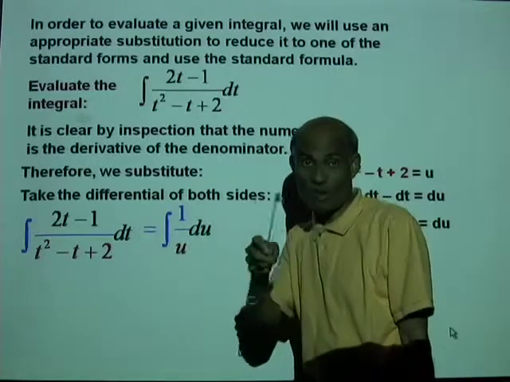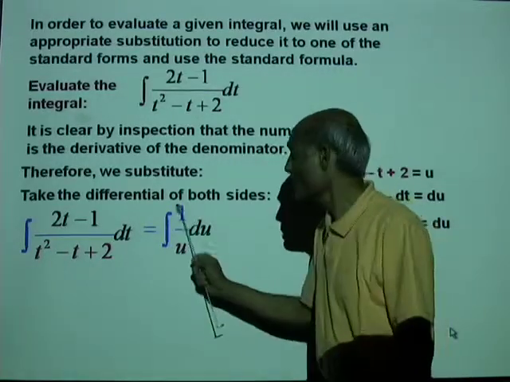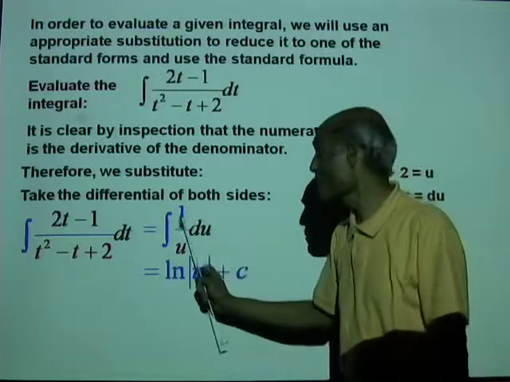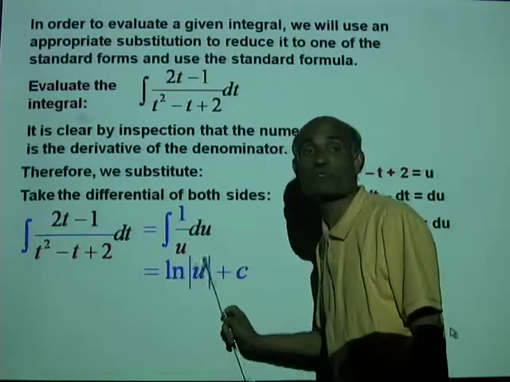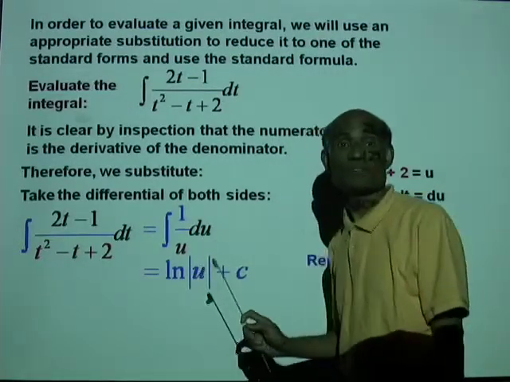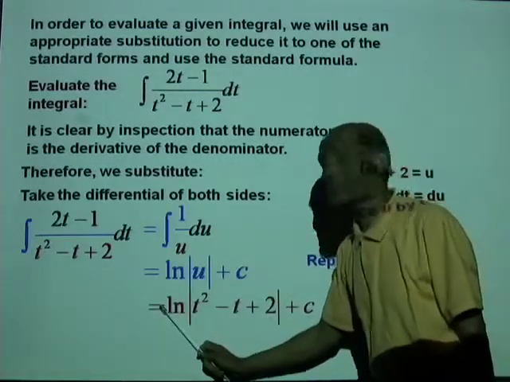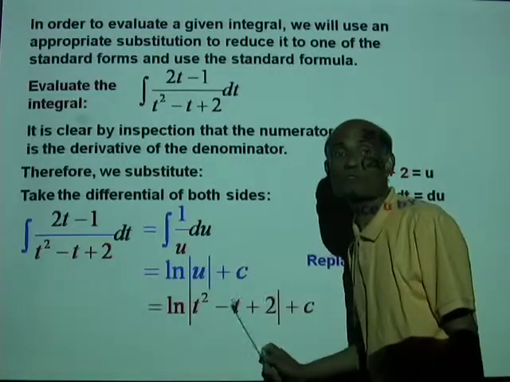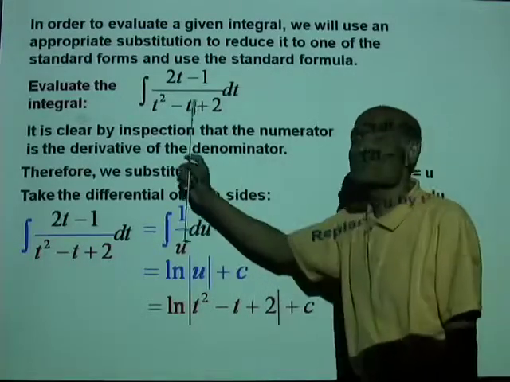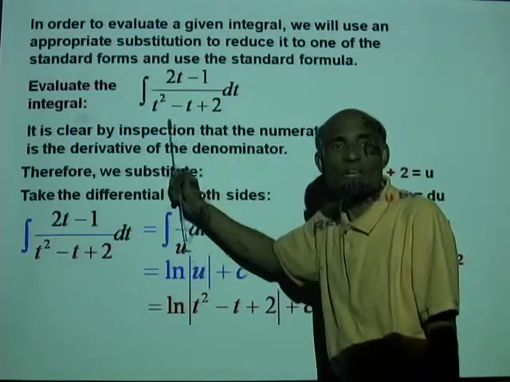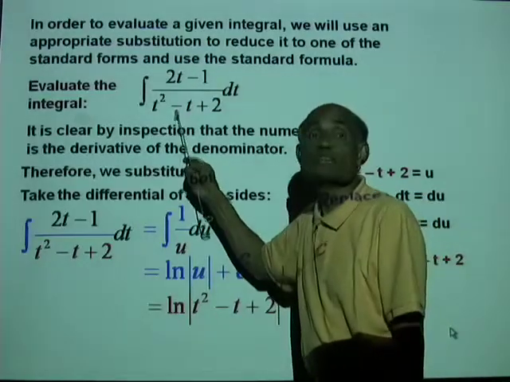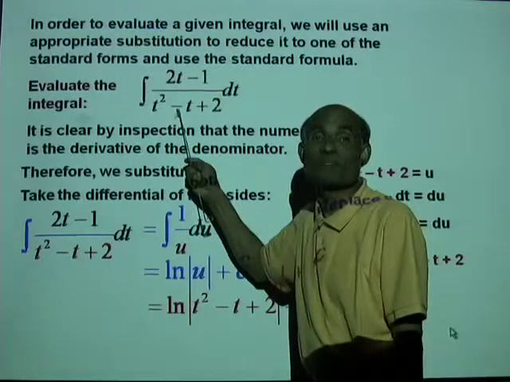If you don't remember this, go back and look at the integration formula. What is the integral of 1 over u du? The integral of 1 over u du is ln absolute value of u plus c. And now you can replace our u. So the answer is ln absolute value of t squared minus t plus 2, plus c. You see, look at the beautiful way we can integrate a complicated quantity like this and make it very simple. And the key is to see what kind of substitution is appropriate.